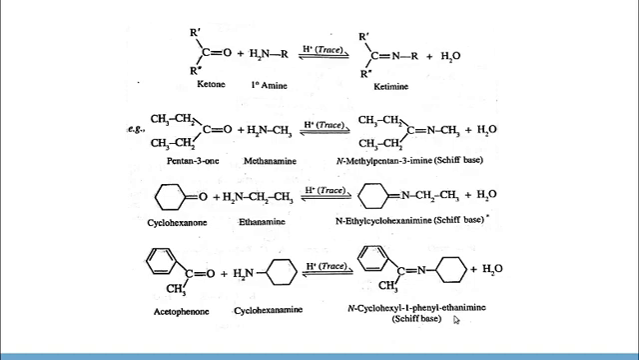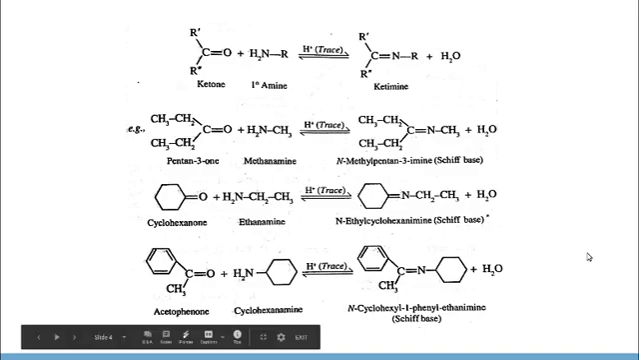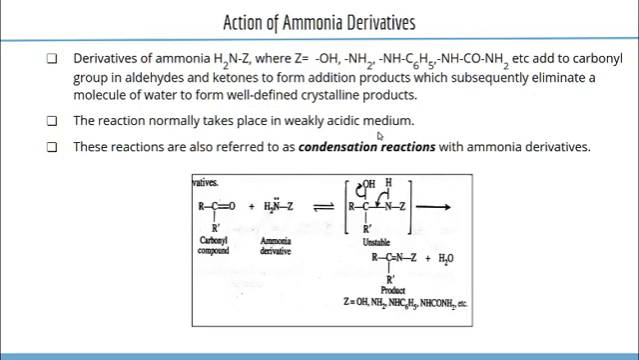So these are the condensation reactions of primary amines with aldehydes and ketones. Next, let us discuss the condensation reaction of aldehydes and ketones with ammonia derivatives. Ammonia means NH3. So replacing one hydrogen of ammonia with a Z group. Z may be an OH group, NH2, NHC6H5, NHCONH2.